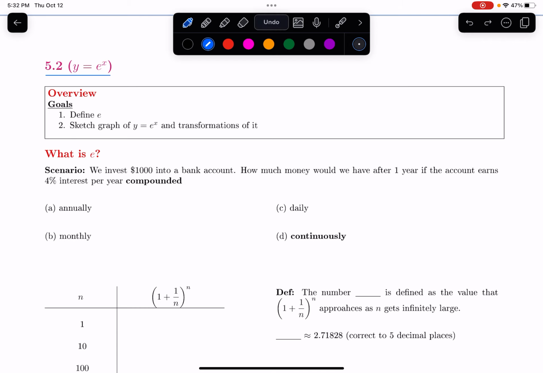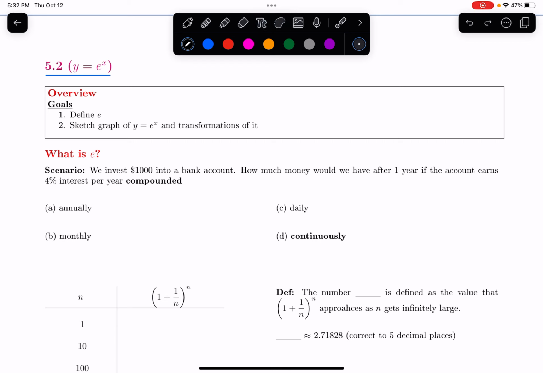Likely you would have seen this number before at some point in an algebra class, but let's introduce a scenario where this shows up. Suppose that we are investing $1,000 into a bank account. How much money would we have after 1 year if the account earns 4% interest per year, and that interest is compounded, part A says annually. So we're getting 4% interest and it's compounded annually.